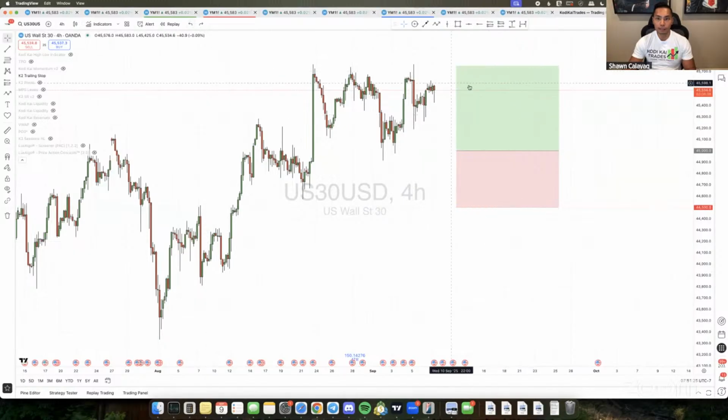If I can't get in from there, then my next entry point is going to be my main entry point right now. See how this price came down to this level? This is my discount level. So I'm looking for price to come down, retest this area and come right back up. The next discount area for me is going to be right here.